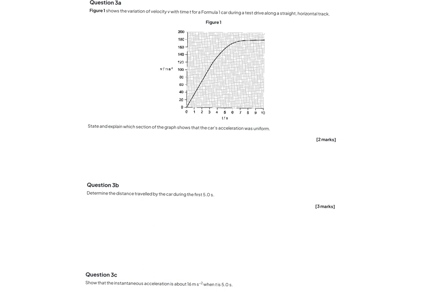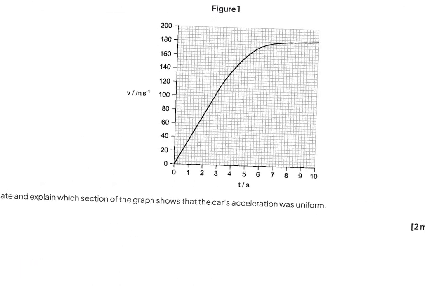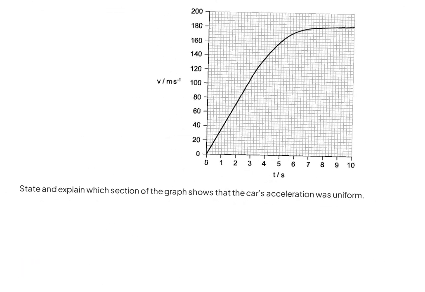Question 3. Figure 1 shows the variation of velocity with time for a Formula 1 car during a test drive along a straight horizontal track. State and explain which section of the graph shows the acceleration was uniform. So I'm going to zoom in a little so you can see the graph nice and big. We are looking for the straight line, a straight incline. So I'll get my ruler out, and I think it's around 3 that the straight line starts to curve, around there.